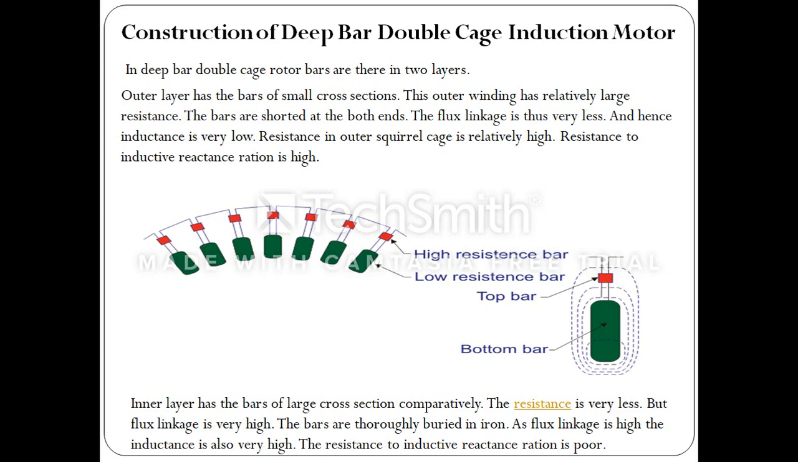Now the inner layer has bars of comparatively large cross section. The resistance is very less but the flux linkage is very high. The bars are buried in iron. As the flux linkage is high, the inductance is also very high and the resistance to inductance ratio is poor.